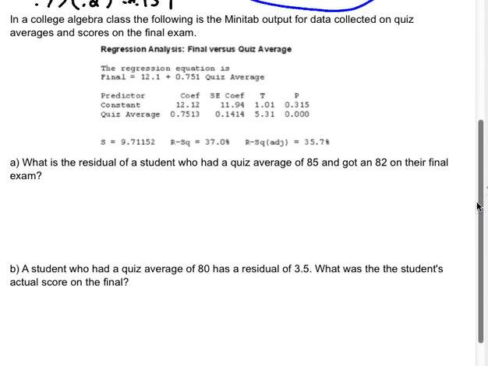Let's move into another example. In a college algebra class, the following is a Minitab output for data collected on quiz averages and scores on the final exam. They want to know what is the residual of a student who had a quiz average of 85 and got an 82 on their final. So let's recall residual.